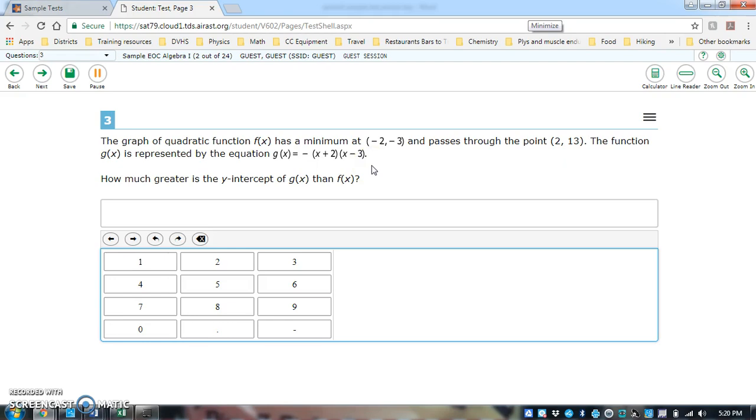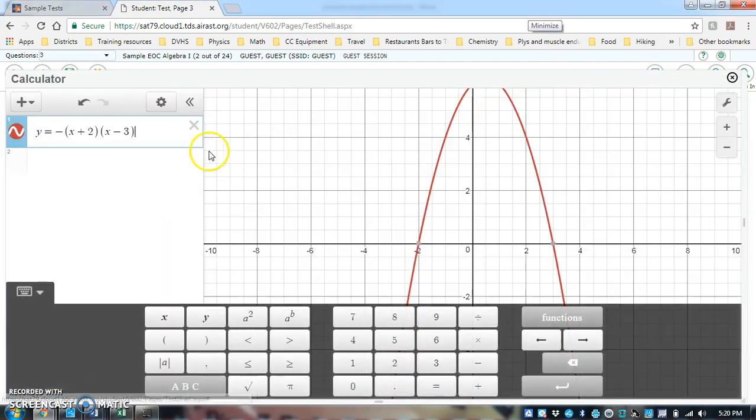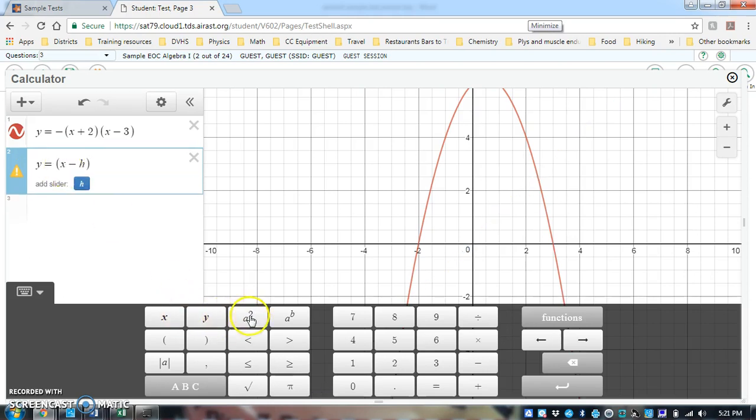Now, if we have a quadratic function and I'm giving you a minimum, in a quadratic function, a minimum is also known as our vertex, which means we can look at our vertex form. We can put our vertex into our vertex form. Our vertex form is oftentimes given by the equation y is equal to x minus h quantity squared plus k.